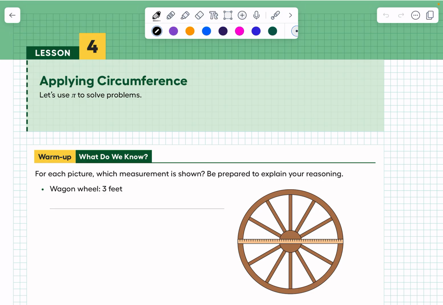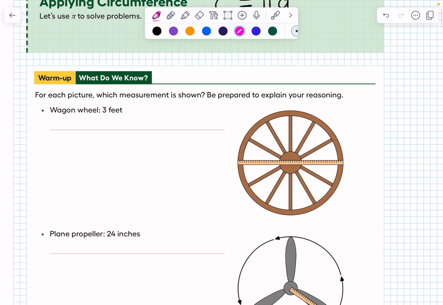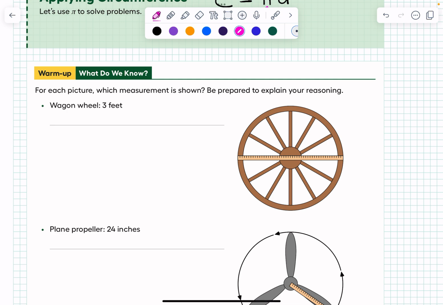Don't forget that the formula for circumference is C equals pi times diameter. And again, this is a proportional equation because it is in the y equals kx format. And pi is the k value, it's the constant value. So for the warm-up, it says, for each picture, which measurement is shown? Be prepared to explain your reasoning.